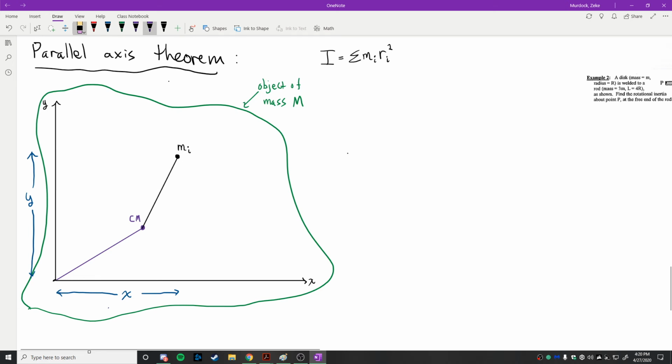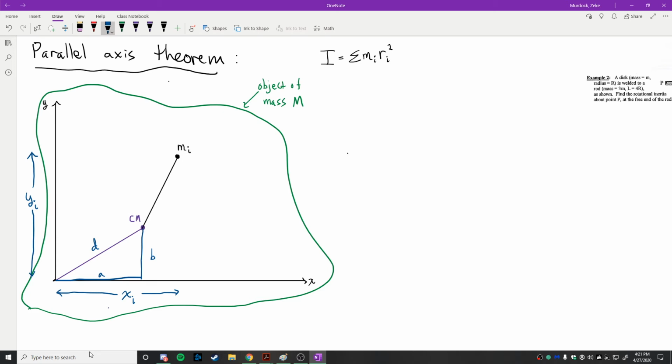And really, I guess I have to properly label these. This is going to be x sub i, and this is going to be y sub i here. And then I need two more distances on here. I need to define a distance right here that's going to be, let's say, b. So this is b, and then this is going to be a. And then I'm going to call this distance d. So d, a, b, x_i, y_i. I think I have everything we need.